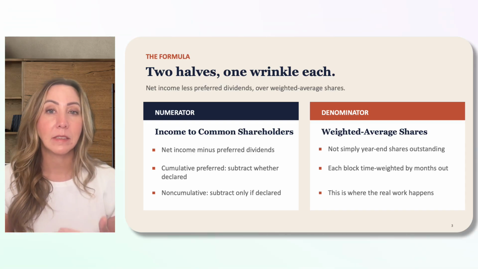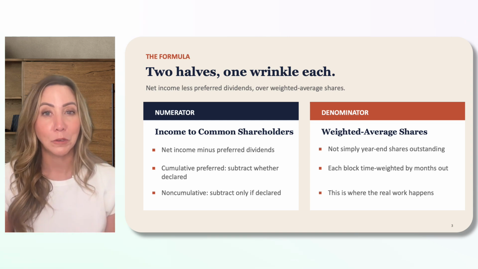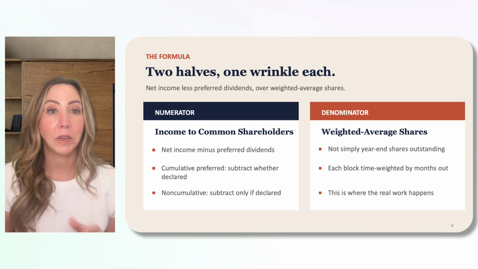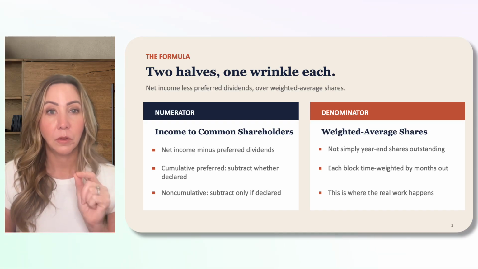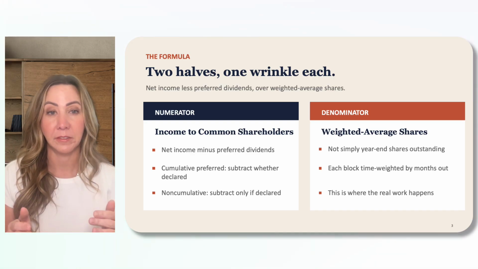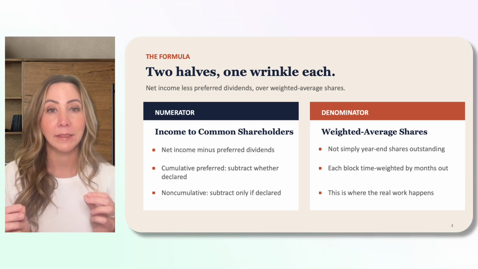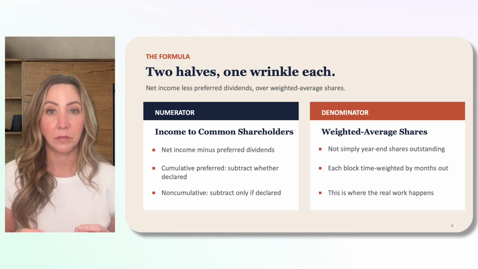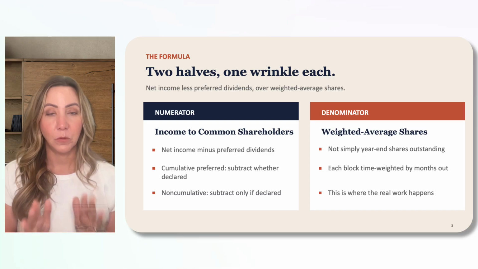If the company doesn't declare a dividend for 2 years in a row and then finally declares one in year 3, they owe the preferred shareholders 3 years worth of dividends. It accumulates. This is what I want you to memorize for calculating EPS. If the preferred stock is cumulative, we subtract the current year's dividend whether or not one was declared. That claim accumulates no matter what, and its income is not available to common shareholders. If it's non-cumulative, we only subtract dividends that were actually declared. Okay, moving on to the denominator.